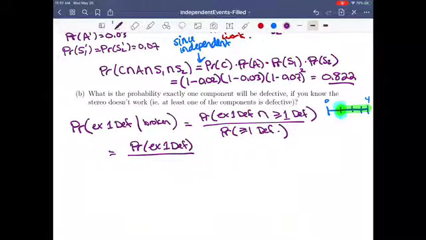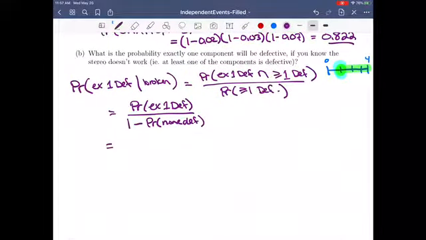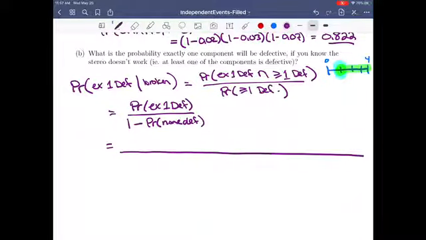And the bottom, at least 1 defective, is too many cases. So I'm going to do 1 minus the opposite, which is none defective, which is what we just did in part A. So this doesn't seem so bad. Now the problem is the top is actually hard to compute. So the bottom is going to be 1 minus 0.822.